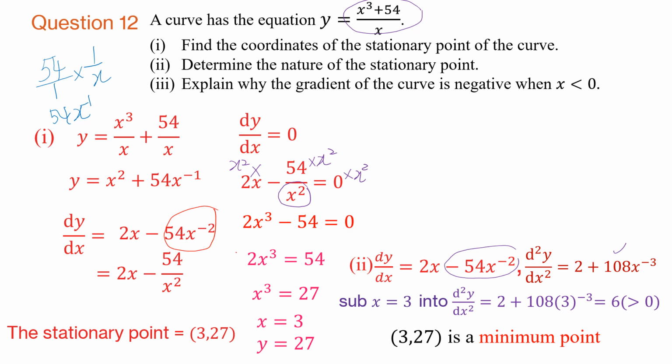All right, part 3, explain why the gradient of the curve is negative when x is less than 0. So x less than 0 means x can be negative 2, negative 3, negative 4. So if x is less than 0, why is your dy dx a negative value? This is how we explain. We need to use the function for dy dx to explain.